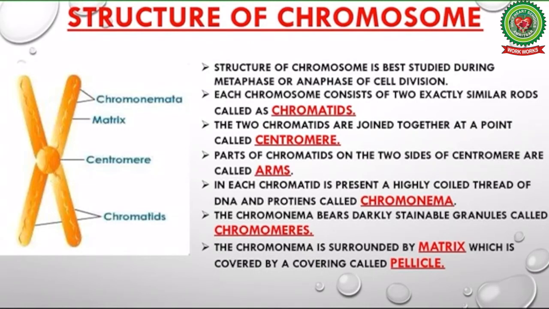In each chromatid is present a highly coiled thread of DNA and proteins called chromonema. The chromonema bears darkly stainable granules called chromomeres. The chromonema is surrounded by a matrix which is covered by a covering called pellicle.